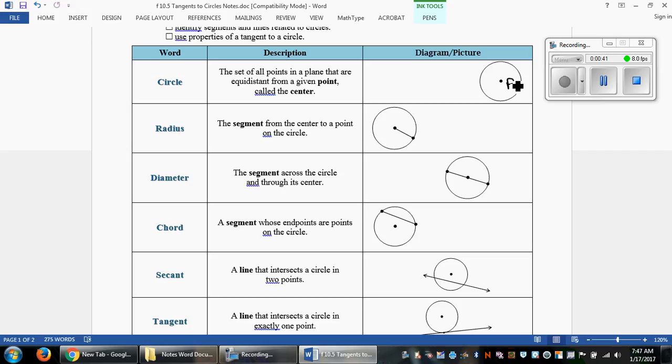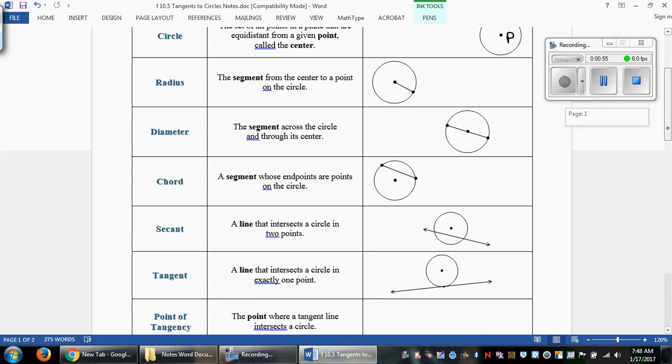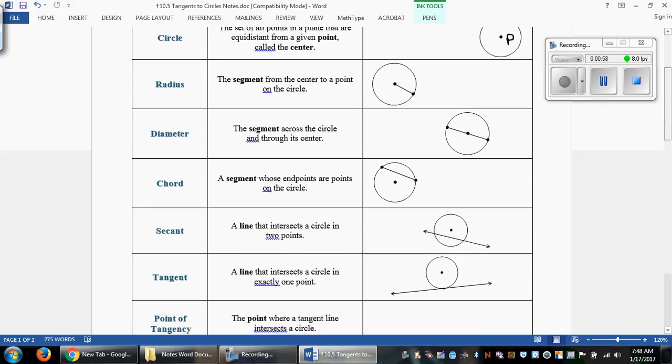Diameter goes all the way through, but it has to cross through the center. So it's different than a chord, which is our next word. The chord crosses through the circle, but does not cross through the center. A secant is one that passes all the way through the circle, not just stopping at the endpoints like a diameter or chord would do.